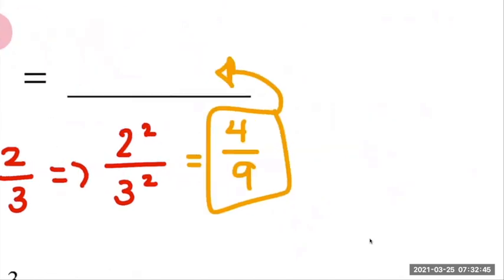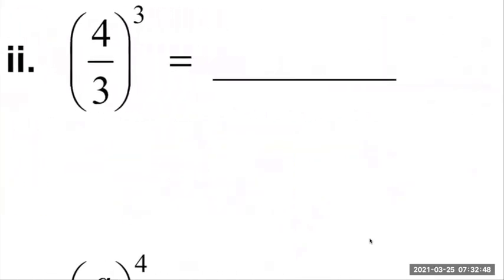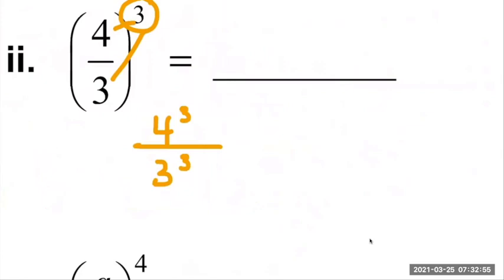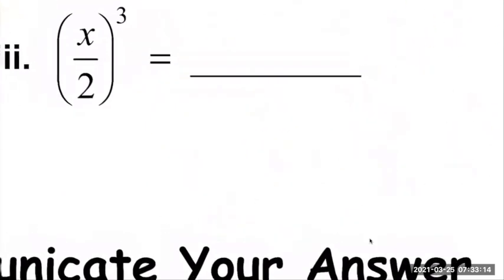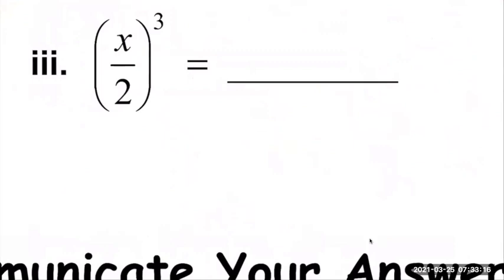Let's try the next one. So I'm going to take the 3 and it goes to everything. So I get 4 cubed over 3 cubed. 4 cubed is going to give me 64. 3 cubed is 27. And you don't need to rewrite these as proper fractions. Just leave them as an improper one. Totally okay. All right, try the next one. See if you can do it. I believe in you. I think you can do it.